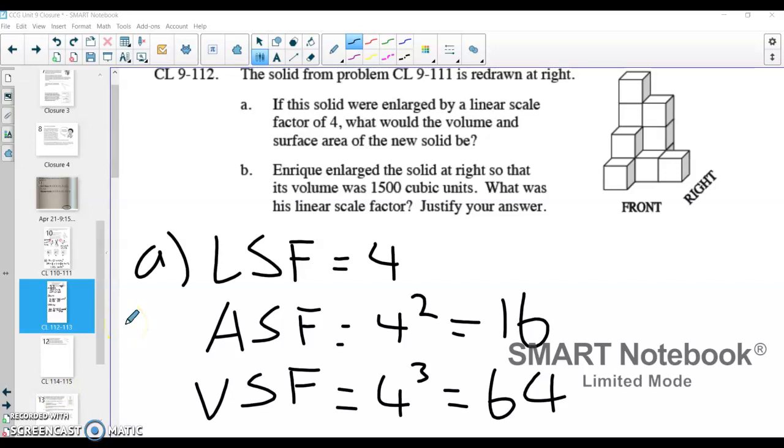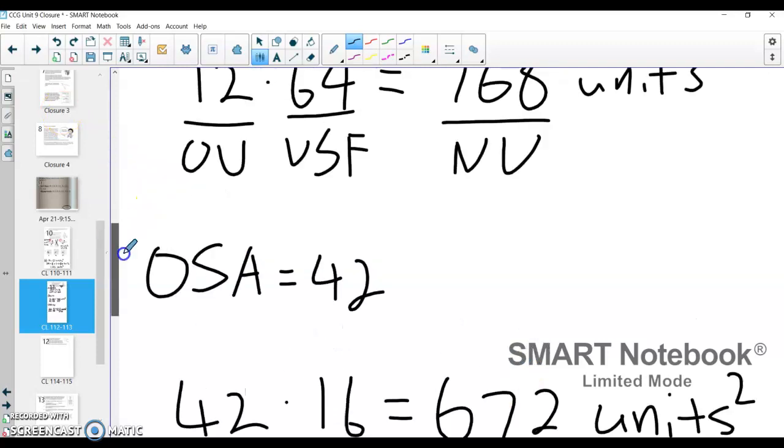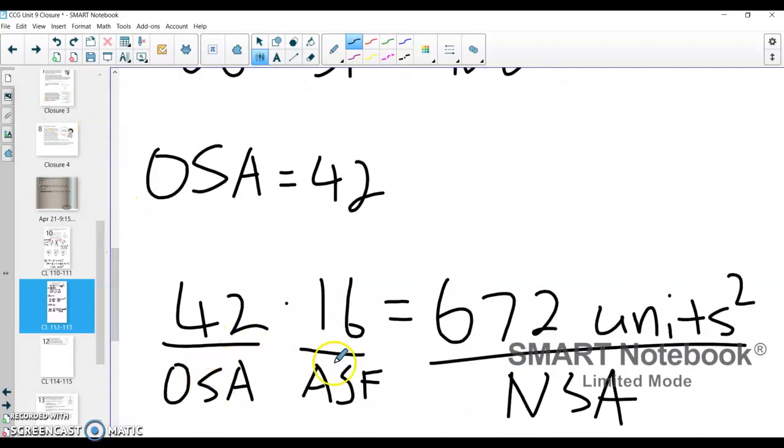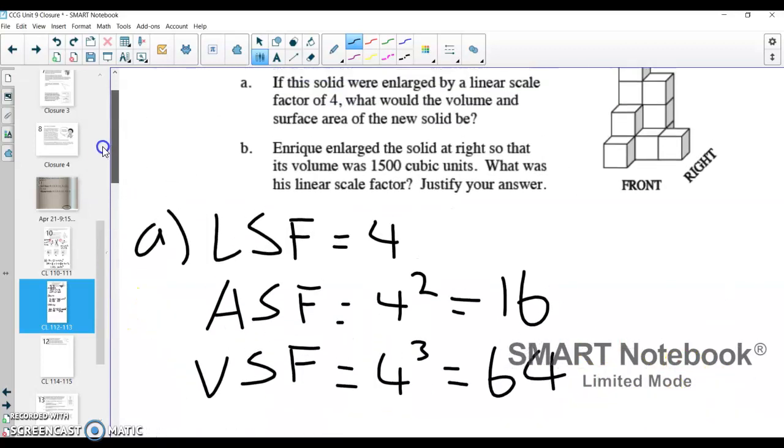All right, here's part 2 of the Chapter 9 closure. We'll start with part B. That's where we left off of 9-112. What we saw in part A was that we took our original volume, multiplied it by the volume scale factor to get our new volume. And we took our original surface area, multiplied it by our area scale factor, and got our new surface area. And we're actually going to do something kind of similar for part B here.